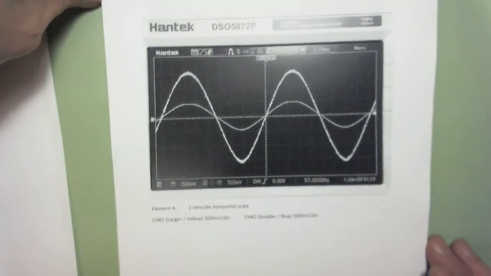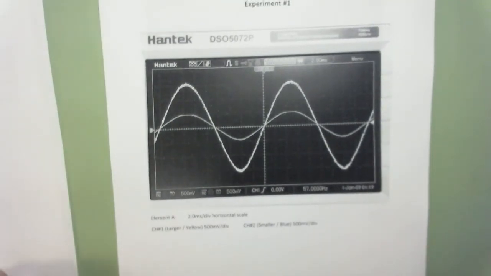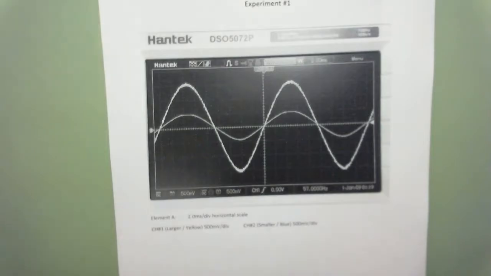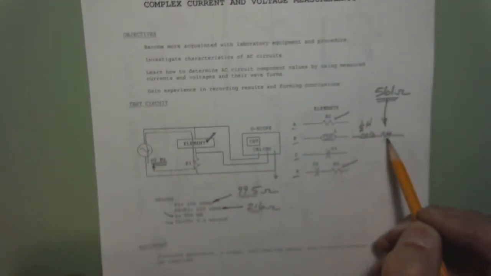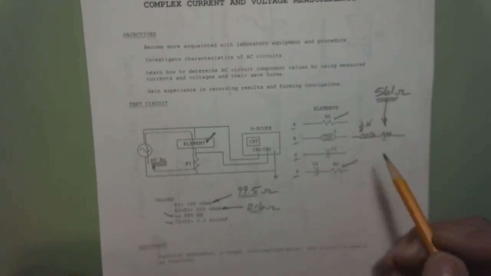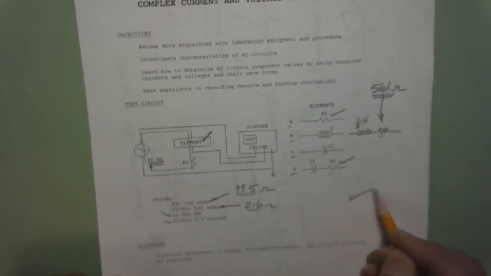So this is the data, and like I said, there's some data here that I'm just figuring you're going to get from this. The internal resistance of that inductor is 561 ohms. R1 is really 99.5. R2 and R3 are 216. So make sure that you pause the video and copy that down, however you do that.